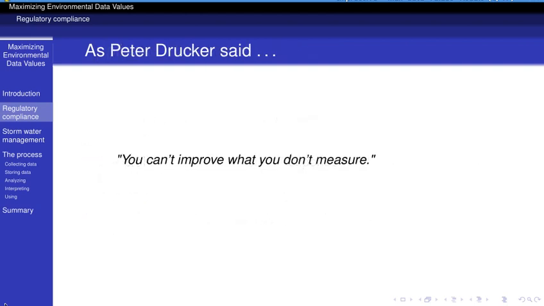Peter Drucker was a management consultant, educator, and author whose writings were highly influential to modern businesses. One of his most important statements is highly applicable to environmental regulatory science. That is, you can't improve what you don't measure. This is a critical point that should motivate everyone whose business depends on environmental data to pay close attention to how it's collected and processed into information and knowledge. The way to do this is the subject of this tutorial.